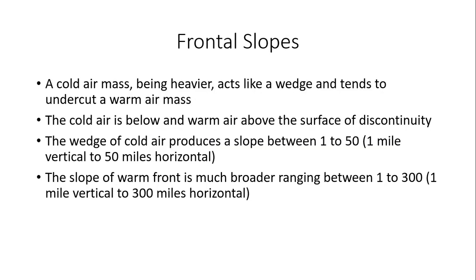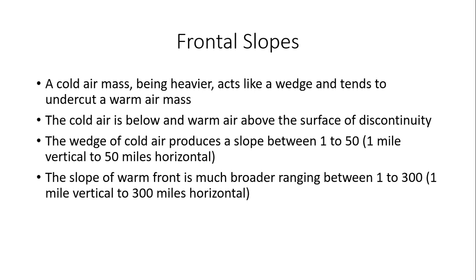Right, so now that we're somewhat familiar with the different types of fronts, and in general, where the favorable areas are for these fronts to form, we're now going to talk about frontal slopes. And this is very important when we talk about slopes. Now, a cold air mass, it's heavy, it's dense. It tends to hug the ground and stay close to the ground. It acts like a wedge and tends to undercut a lighter, more buoyant, warmer air mass. Now, the cold air is going to be below because it's heavier and denser close to the ground, and warm air is above the surface of these frontal slopes, above surface fronts.